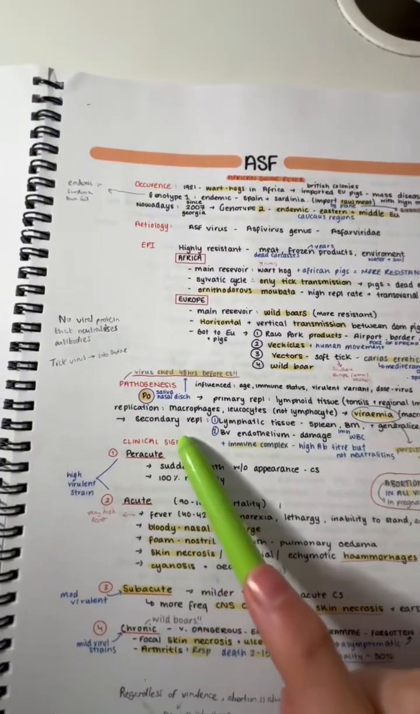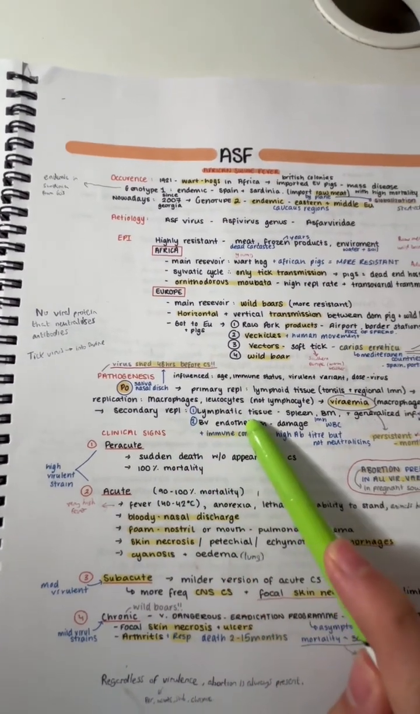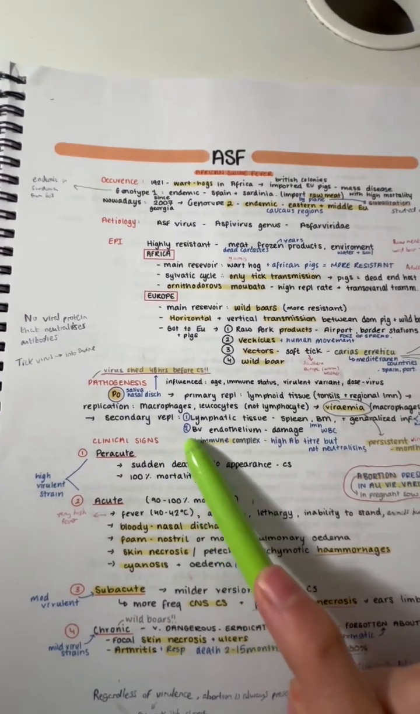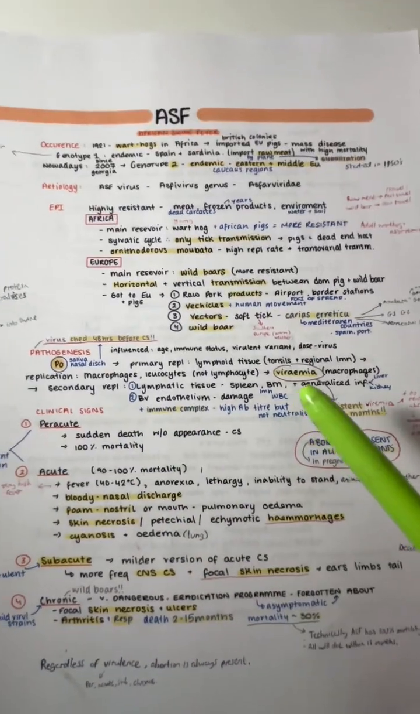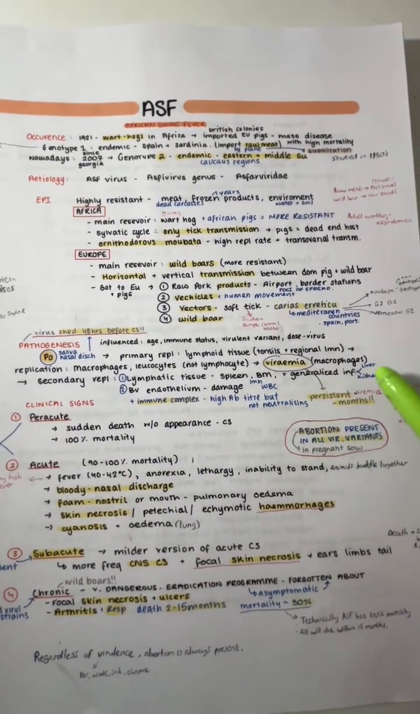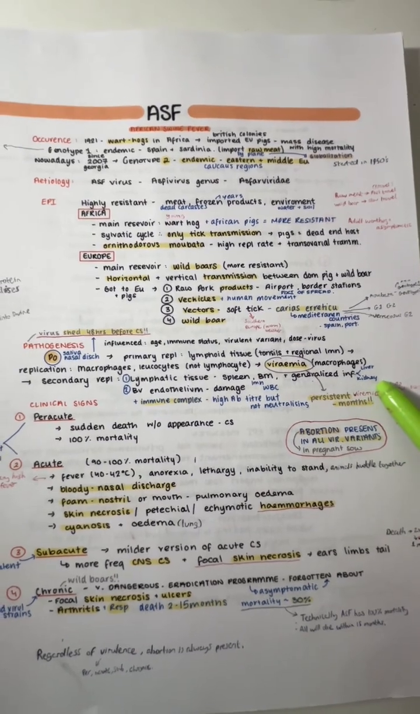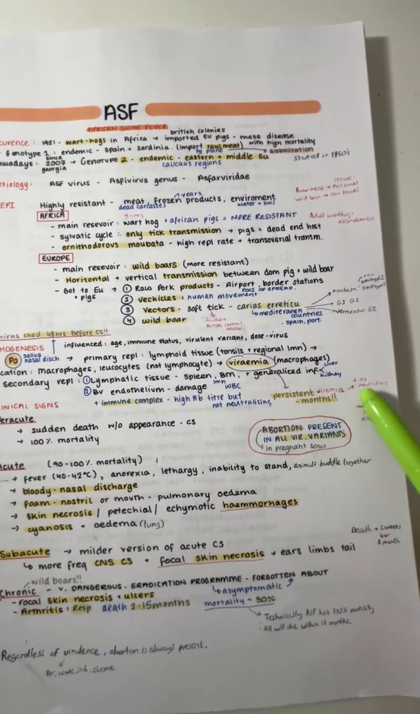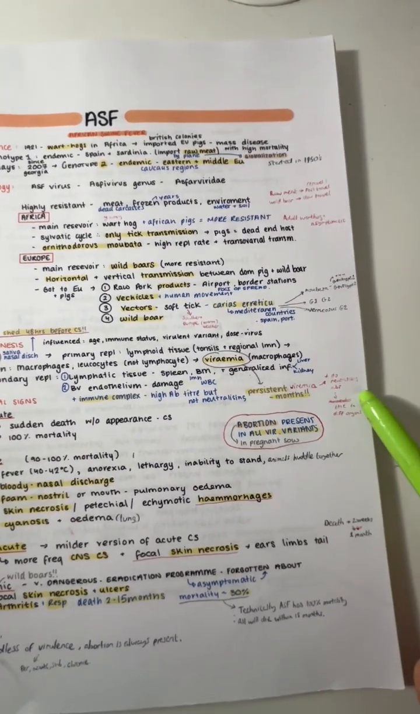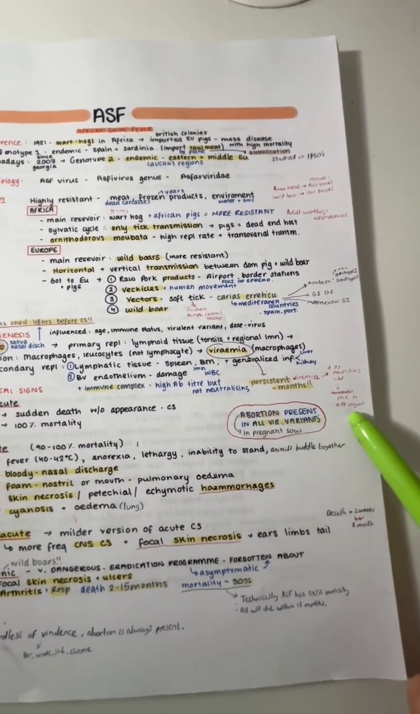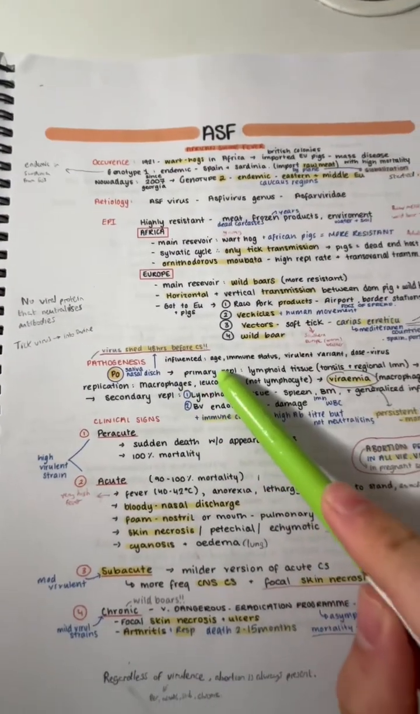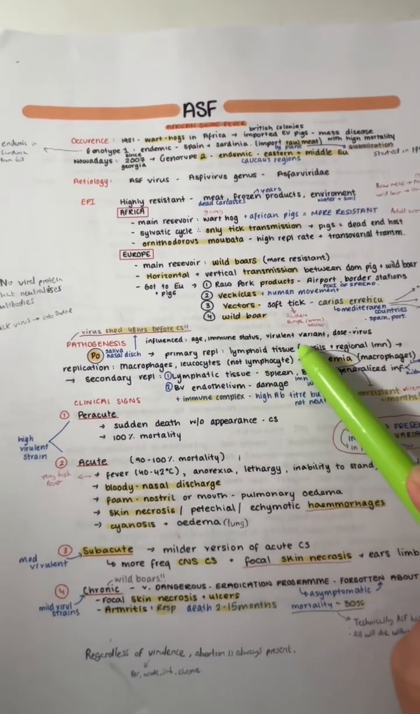And the secondary replication happens in number 1, the lymphatic tissue, such as the spleen, bone marrow, and number 2, the blood vessel endothelium. A generalized infection can also affect the liver and the kidney. The viremia persists for months since there are no neutralizing antibodies. This means immune complexes develop in different organs. And the severity of the disease depends on the age, the immune status, and the virulent strain.